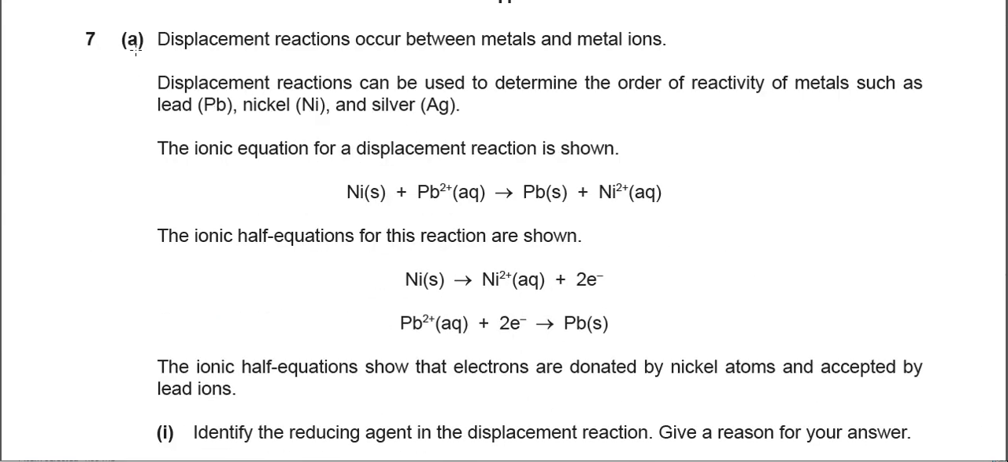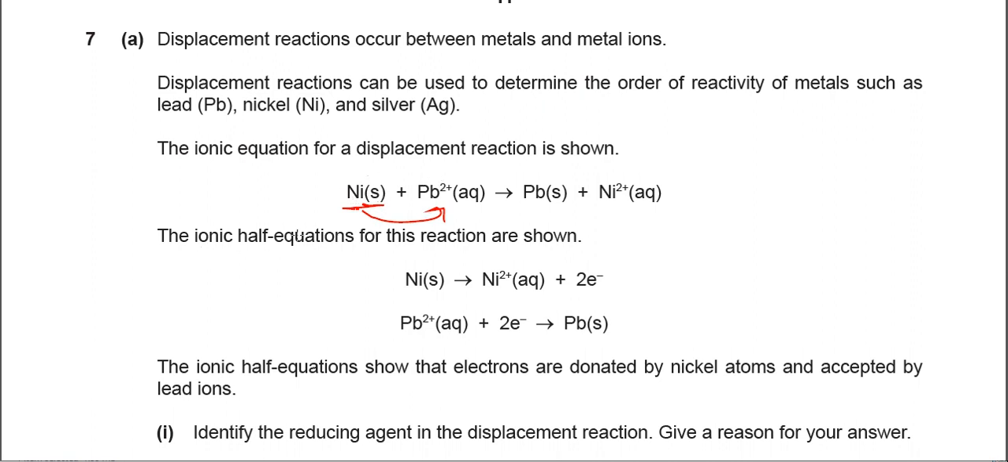Next, question 7, displacement reactions occur between metals and non-metal ions. So same concept, displacement. That was the displacement of halogens, and now this is the displacement of metals, and we know that a more reactive metal can easily displace less reactive metals from their aqueous solutions. So this reaction is taking place. Nickel is changing into nickel ion, whereas lead ion is changing into lead, meaning nickel is displacing lead. Nickel is more reactive in this case.